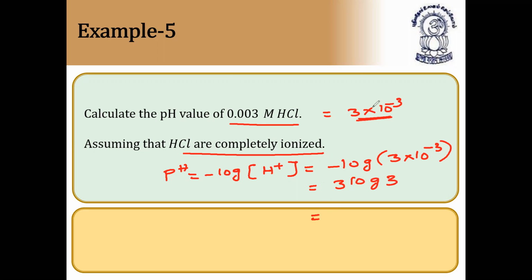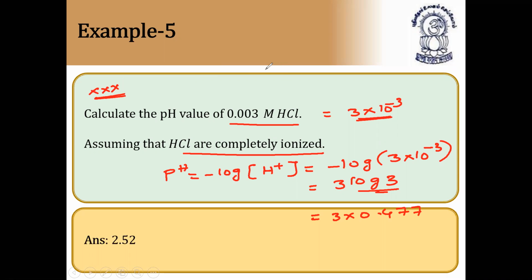Log 3 value is, since log 2 value is 0.3010, log 3 value is 0.4771. So 3 into 0.477, because log 3 value is 0.477. By substituting this value, you will get the answer. What is the answer you'll get? Let us see. Multiplication part you can do. So it is equal to 2.52. In this way, we can calculate the pH value. This is only a basic question, basic model. So please note it down.